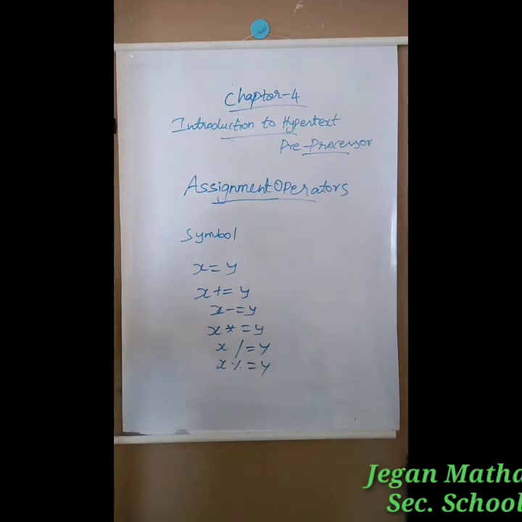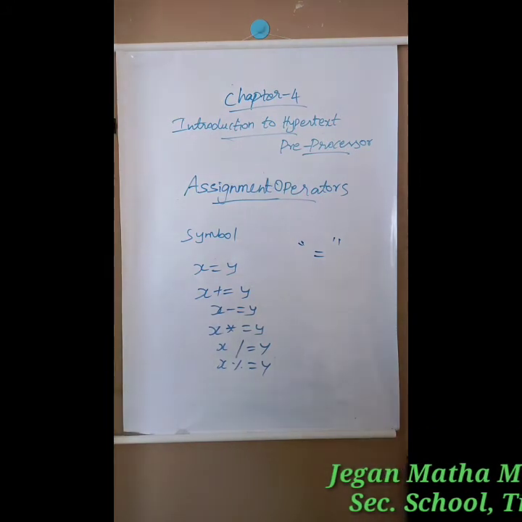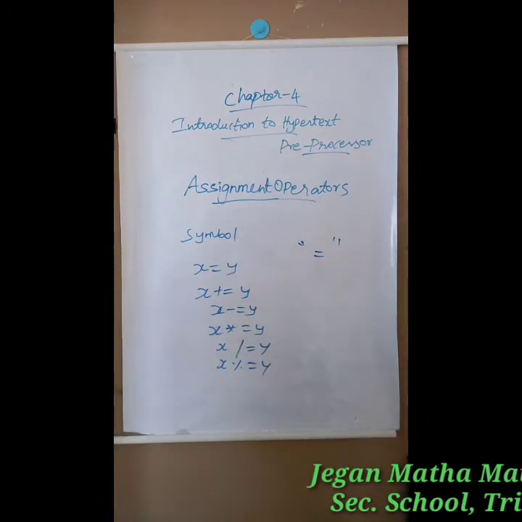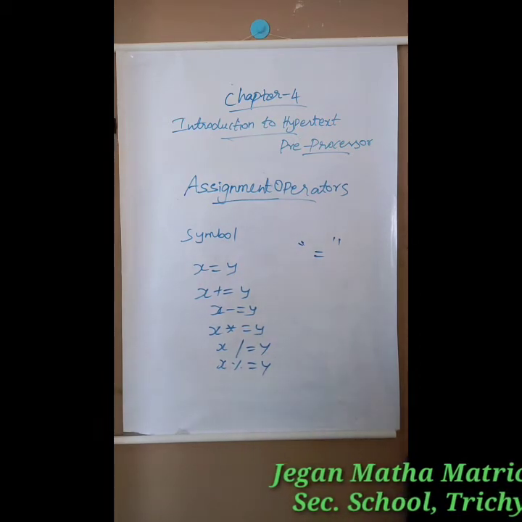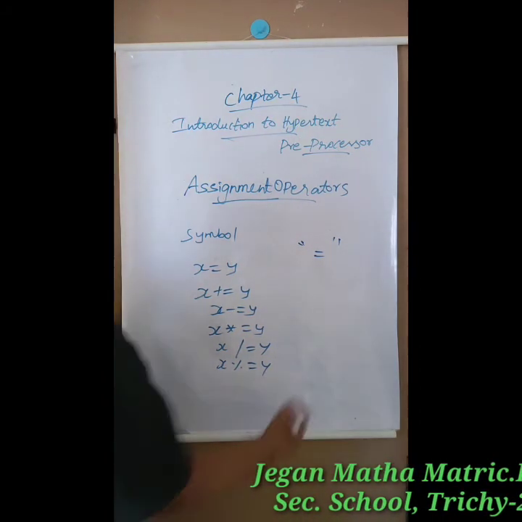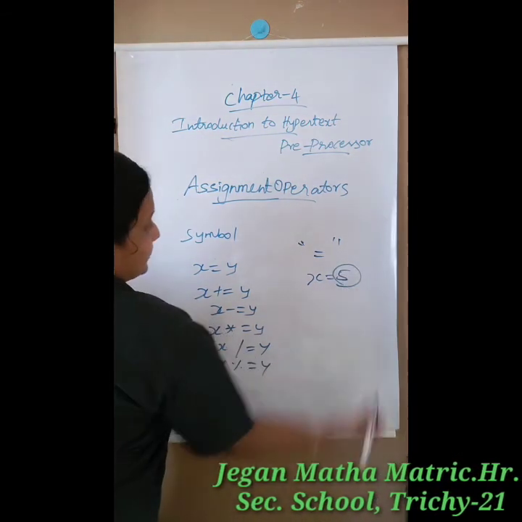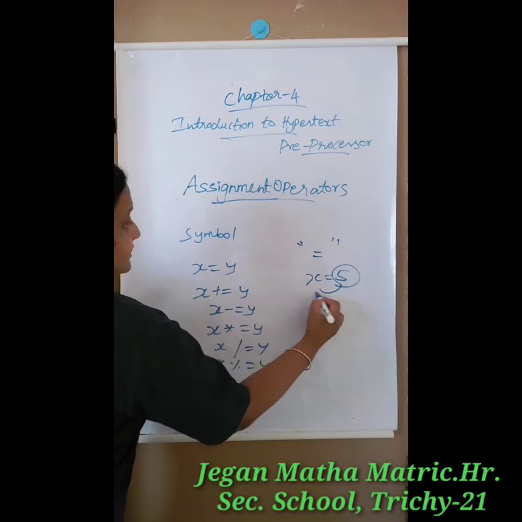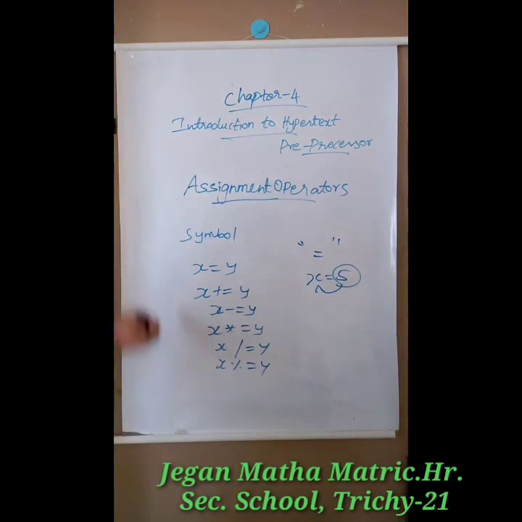The default assignment operator is the equal to sign. This operator sets the value of the right side expression to the left side variable. For example, if we assign x is equal to 5, the right side value is assigned to the left side variable.